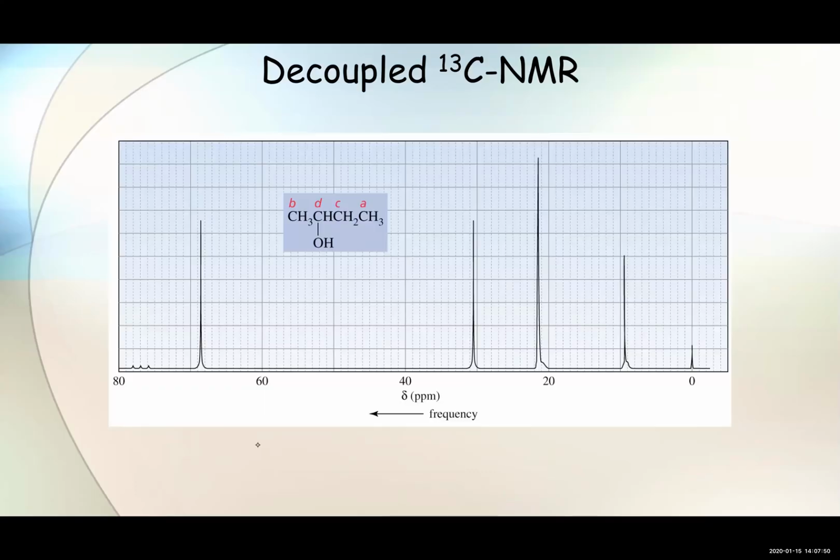So this is known as a decoupled carbon-13 NMR. And here's the reason why they call it decoupled. It turns out the carbons can't couple to each other because there's just not enough of them. But they can couple to these hydrogens because they're all NMR active.